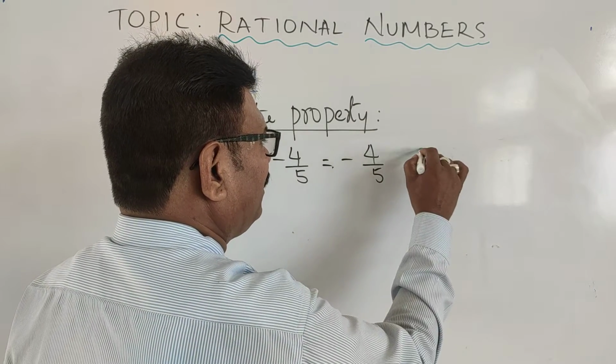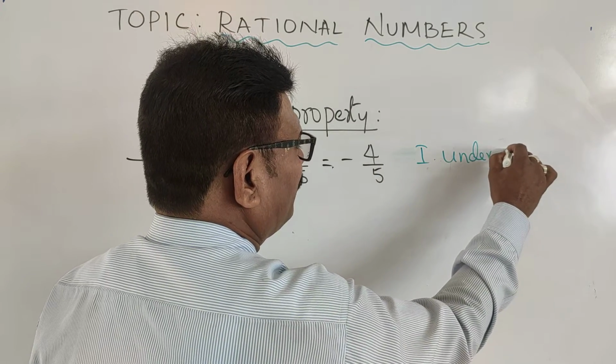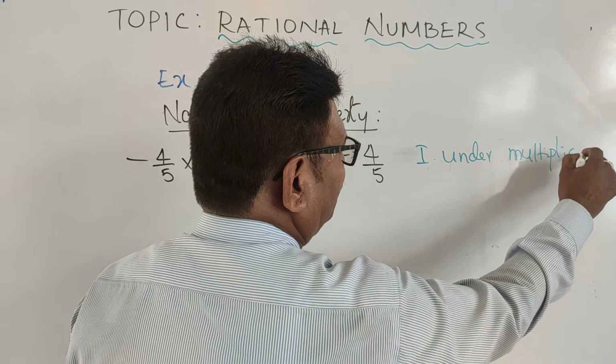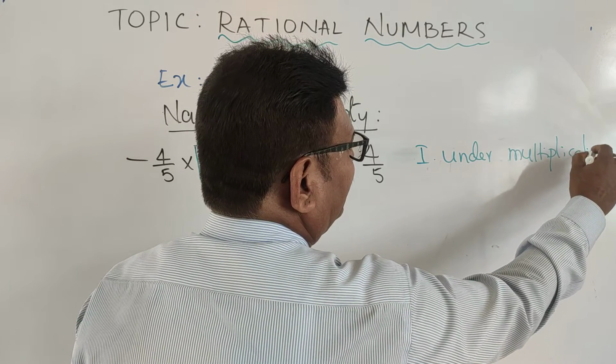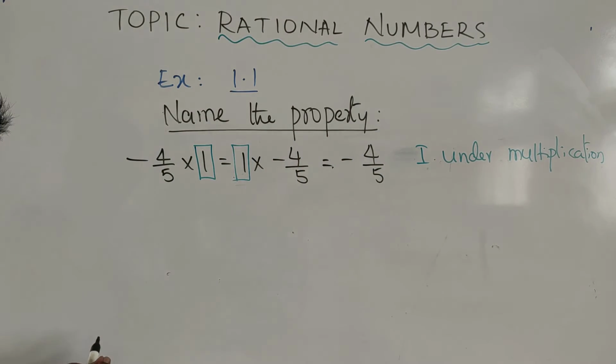Identity under multiplication. Identity under multiplication, very, very important. Okay? Second question.